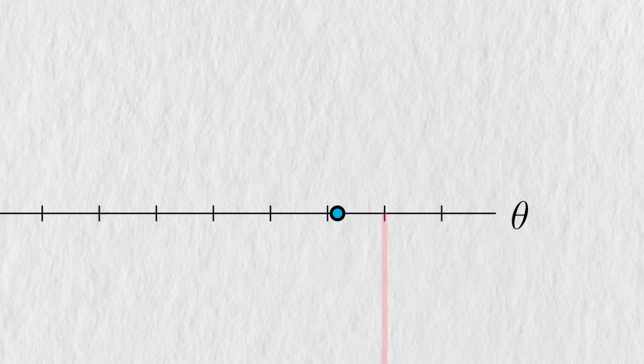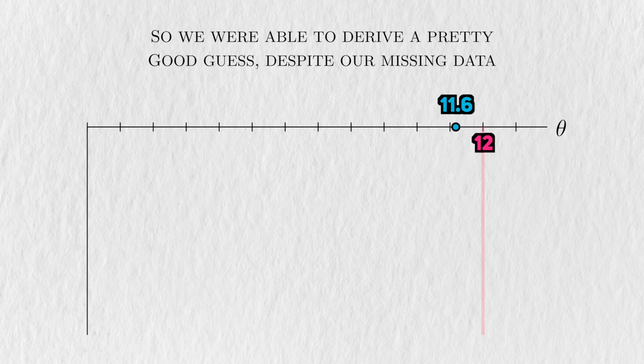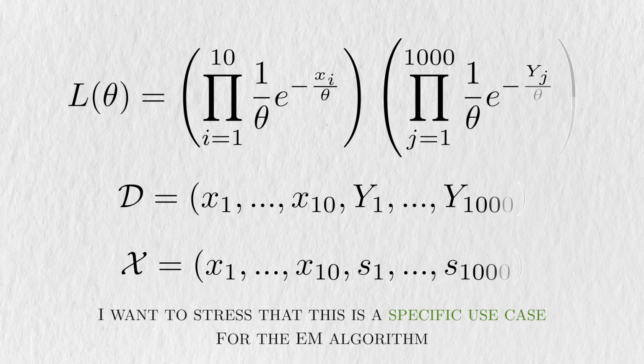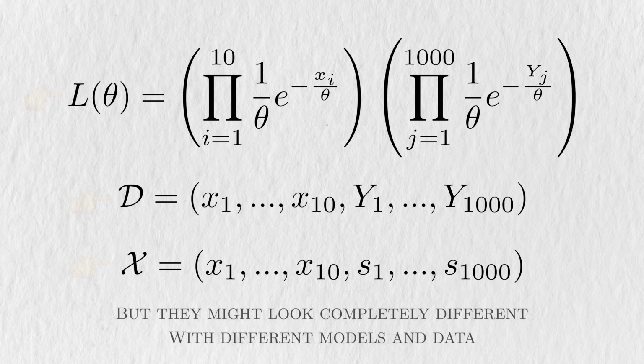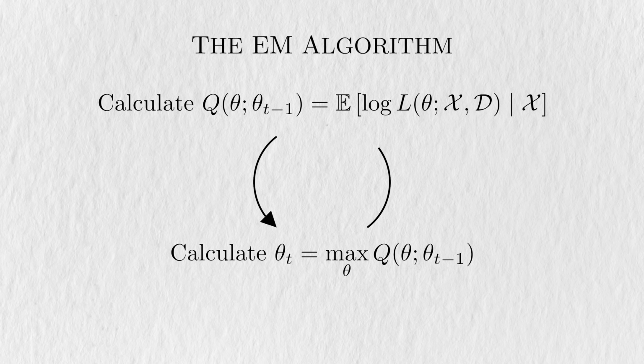Our final guess for the customer lifetime is about 11.6 months, which is pretty close to the true value of 12 that I actually used. So we were able to derive a pretty good guess despite the missing data. Before we move on, I want to say that this is a specific use case of the EM algorithm. The complete likelihood, complete data, and observed data have specific forms here, but they could look completely different with a different model and different data. But what won't change are the principles that undergird the EM algorithm.